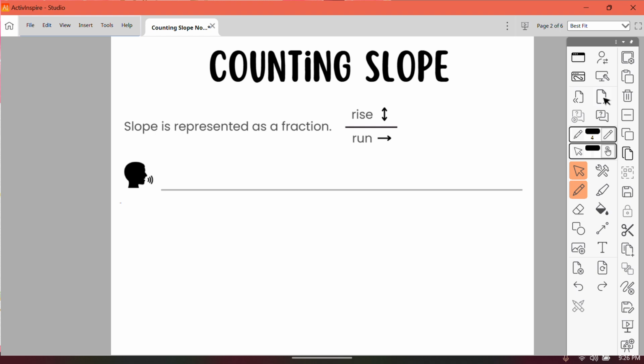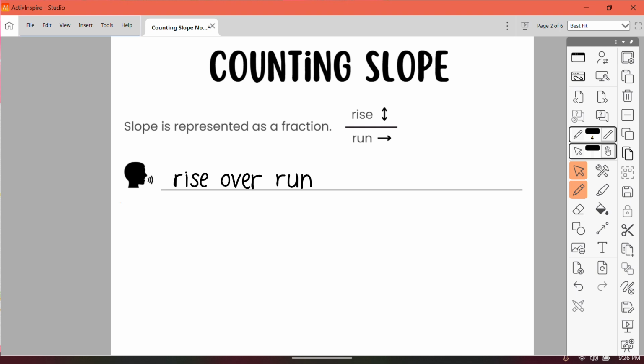And the way that we do that is we pick 2 points, or we're given 2 points, and we count the rise over run, which is what this fraction is here. You're going to hear us say this a bunch of times. So we're going to write that out. We're going to count the rise, which is how far up or down a line is going.